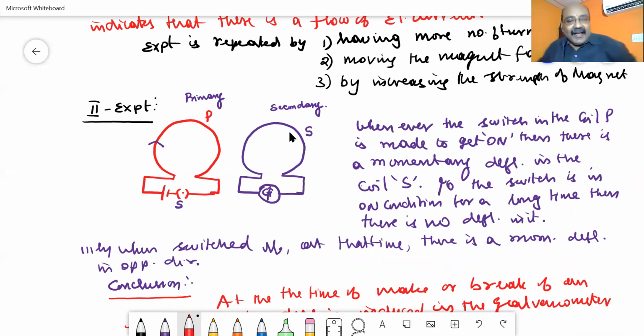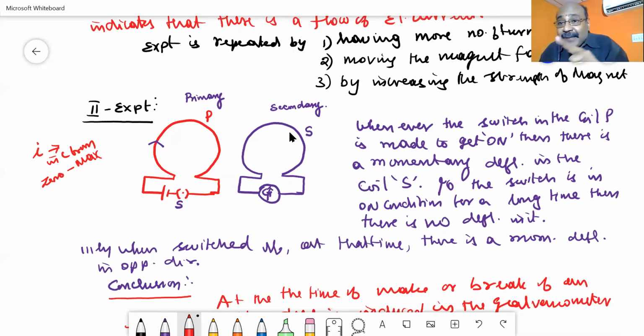Let us see. When you are switching on, the electrical current I passing through the primary coil increases from 0 to maximum. When you are switching off, it is 0. At the time of switching on, it increases from 0 to maximum.